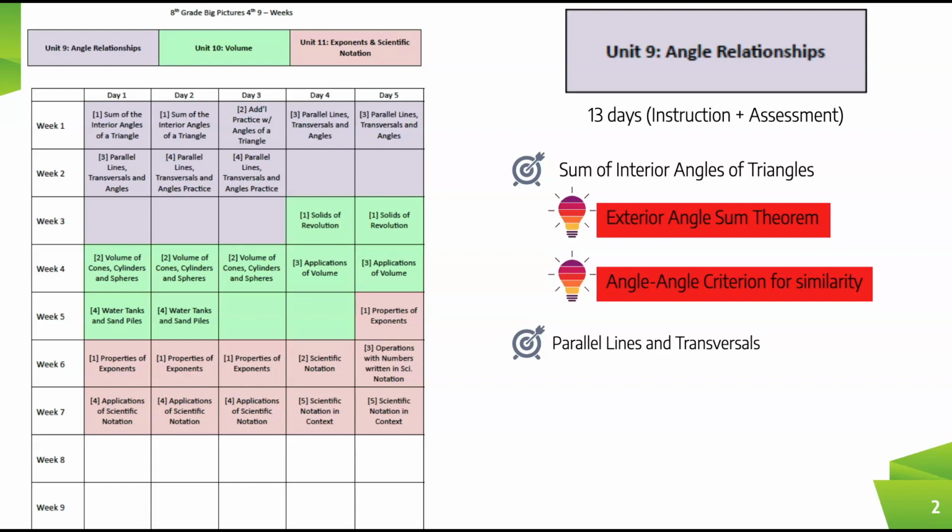From there, we move to parallel lines and transversals. We spend approximately 5 to 6 days on parallel lines and transversals. It is here that we are reinforcing equations with variables on both sides of the equation.